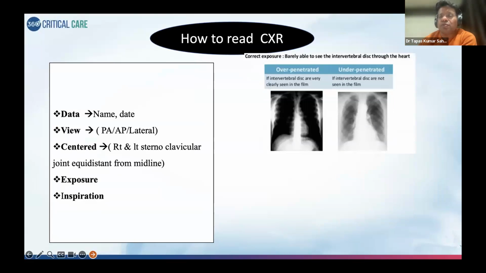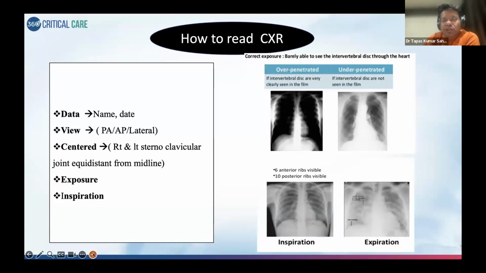Now, if you want a perfectly correct exposure, you would barely be able to see the intervertebral disc through the heart. In an over penetrated film, you will see the intervertebral discs very clearly, like in this one, you can see disc, disc, disc. In an under penetrated film, the intervertebral discs are not seen at all. So you have to see something in between, and that would be the correct exposure.